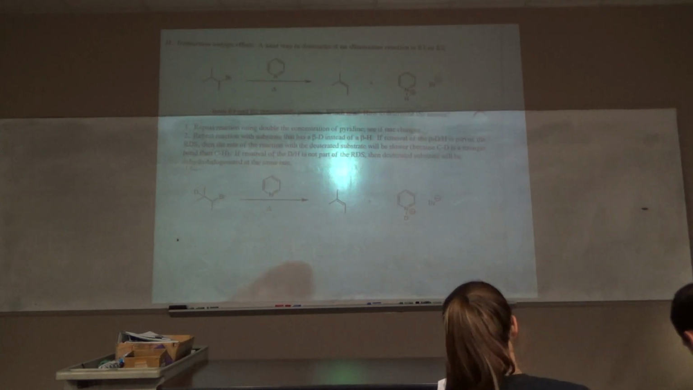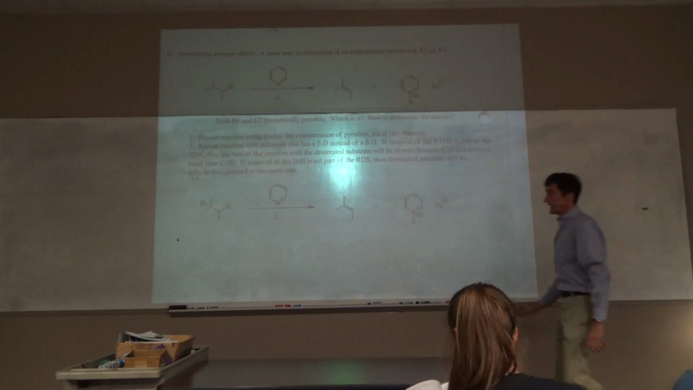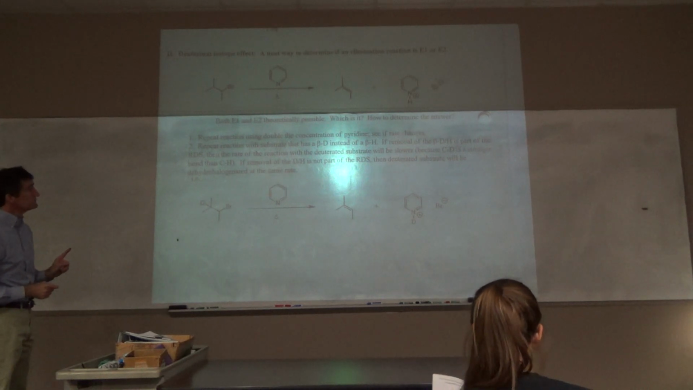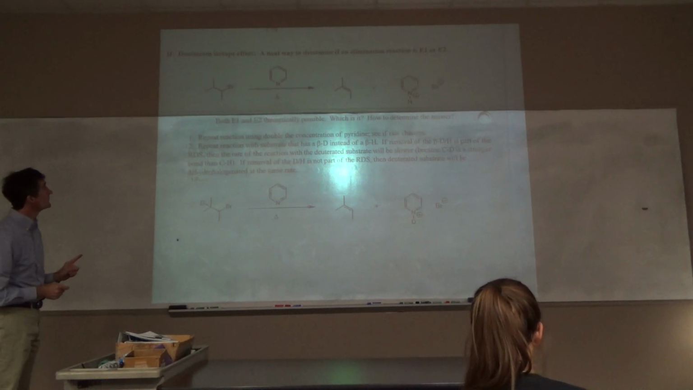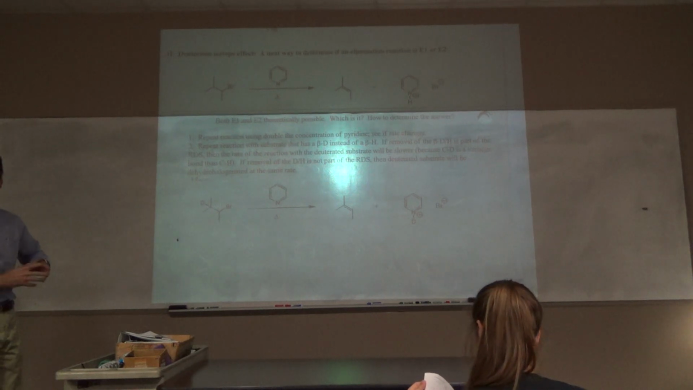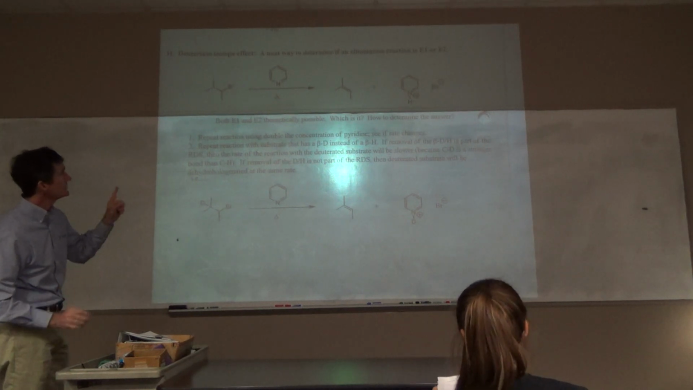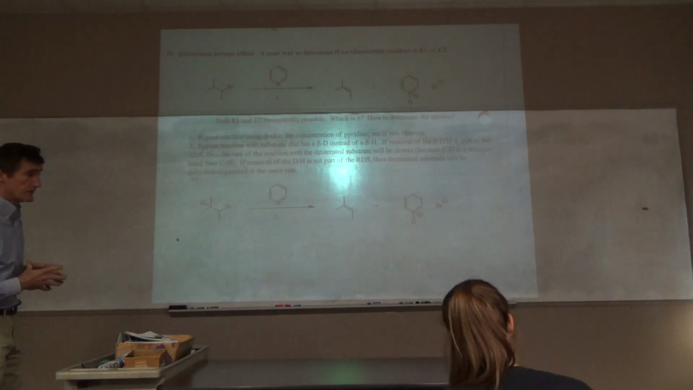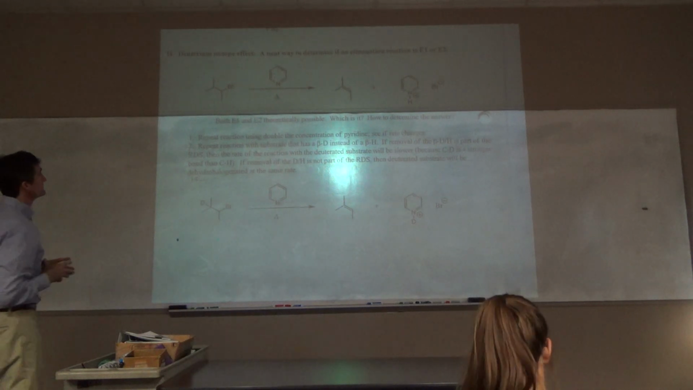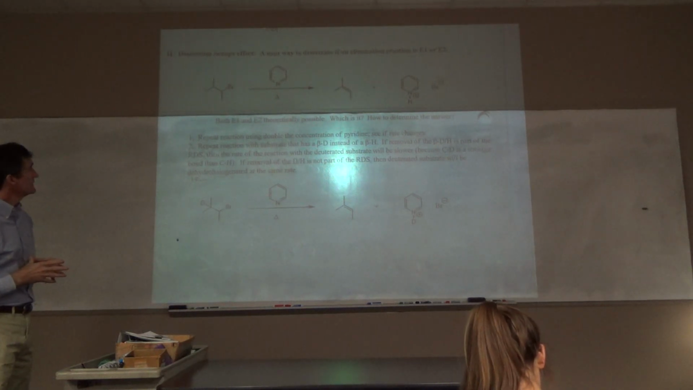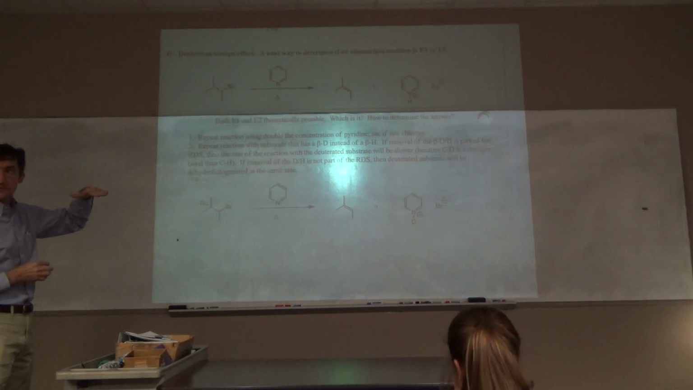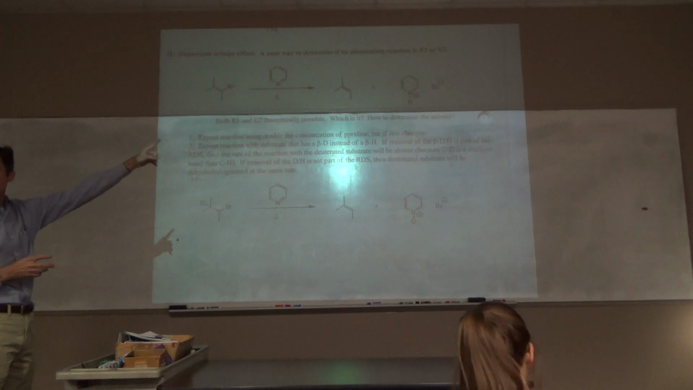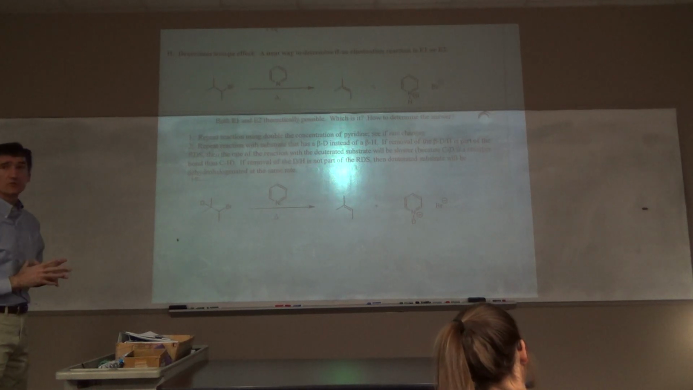We're looking at some miscellaneous things as we finish up, both substitution and elimination. Deuterium isotope effect. A neat way to determine if an elimination reaction is E1 or E2. Look at the reaction. Alkyl bromide, that's called pyridine. It's nitrogen in a benzene ring. That's pyridine. Pyridine, we're doing elimination. Pyridine is taking the H. Okay, E1 or E2?